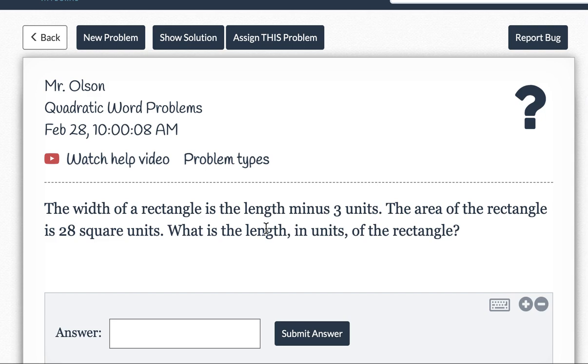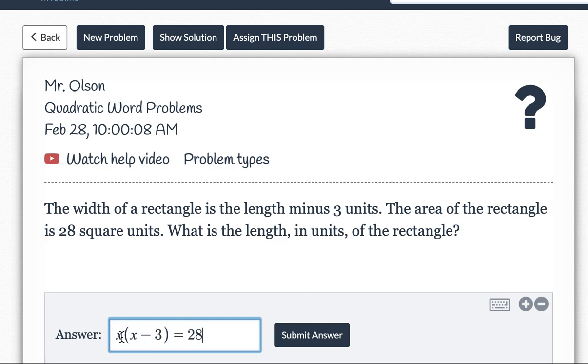All right. So the area of the rectangle is 28. What is the length in units of the rectangle? So I could just use X and then times X minus 3, because the one side is 3 units shorter than the other side. If I multiply that, it'll equal 28. If I FOIL that out, I'll get x squared minus 3x. So I'll do that: x squared minus 3x, then minus 28 will equal 0.